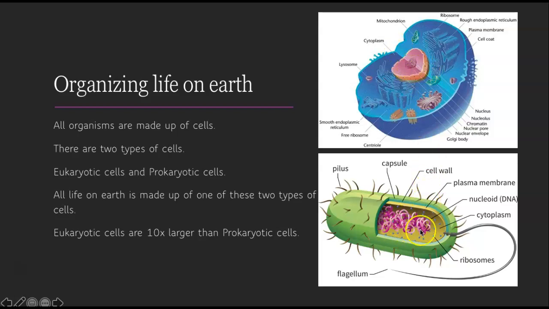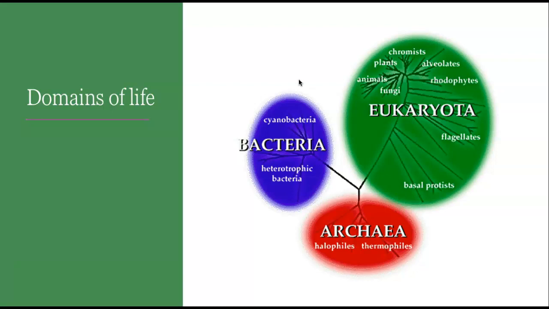In a prokaryotic cell, the DNA just sort of hangs out in the middle of the cell, and that's called the nucleoid, whereas in the eukaryotic cell, the DNA is held in the nucleus. And so those are just a few differences that we'll talk about later when it comes to these different types of cells, but all of the organisms are made up of cells.